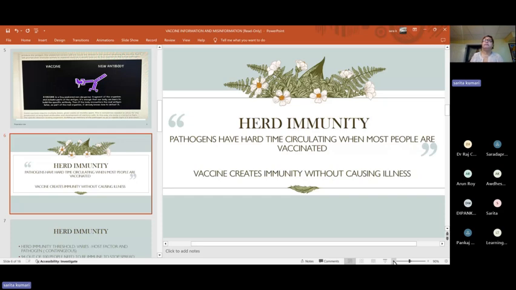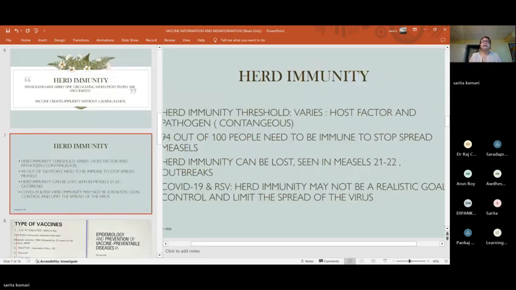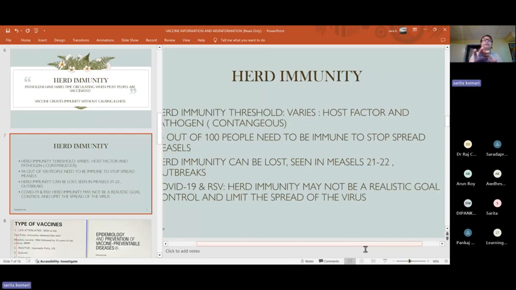Now that is the role of the vaccine. You don't want the entire community, the entire herd, to be infected and killed. So the purpose of the vaccine is to create that immunity without causing any illness, to create that herd immunity so that the virus or bacteria does not move around in the community. Now there are a few things we need to know about virus or bacteria and herd immunity. Give me one second.